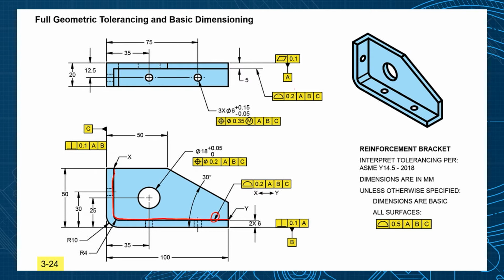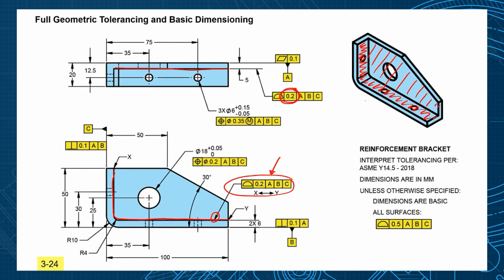The other surface that's important is this profile right here. So they're applying it to this extension line, which is applying it to this surface. So in 3D, that would be this surface right here. And that's what I like about this. We're pointing to features on the model and applying tolerances there. So this profile tolerance was applied to this surface, where this profile tolerance was applied to this bigger surface.